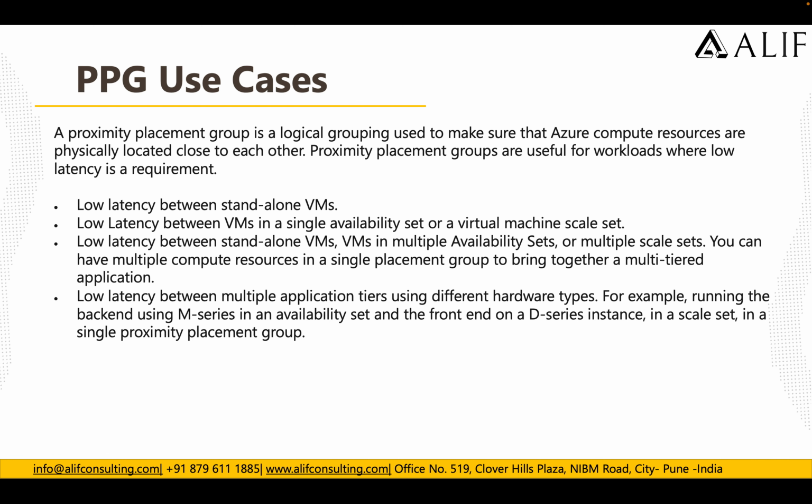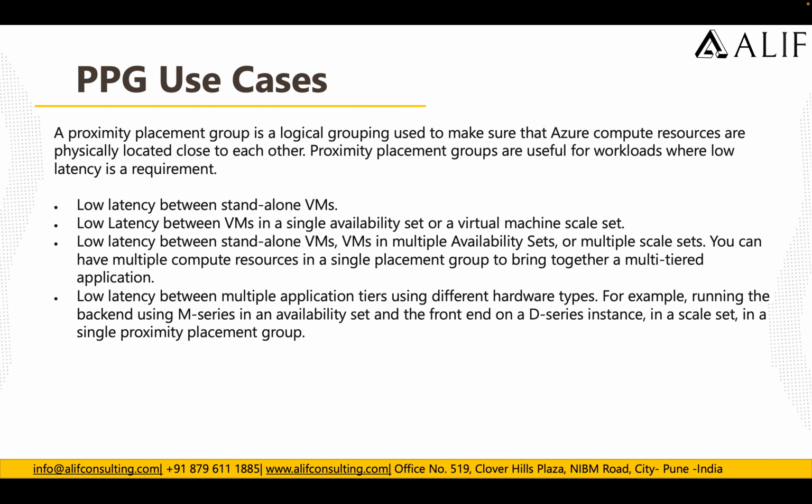You can have multiple compute resources in a single placement group to bring together a multi-tiered application, right? Low latency between multiple application tiers using different hardware types. For example, running the backend VMs using the M series in an availability set and the front end on the D series in a scale set in a single PPG. So that's how you can also combine multiple tiers of your application which use different SKUs.